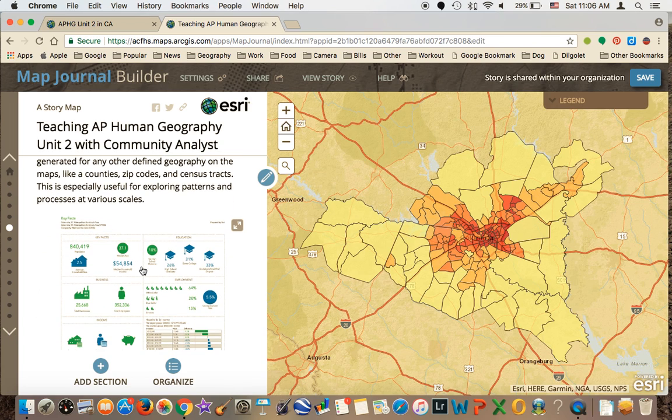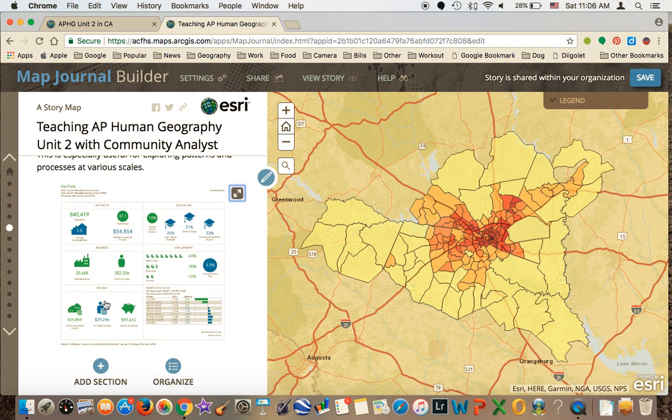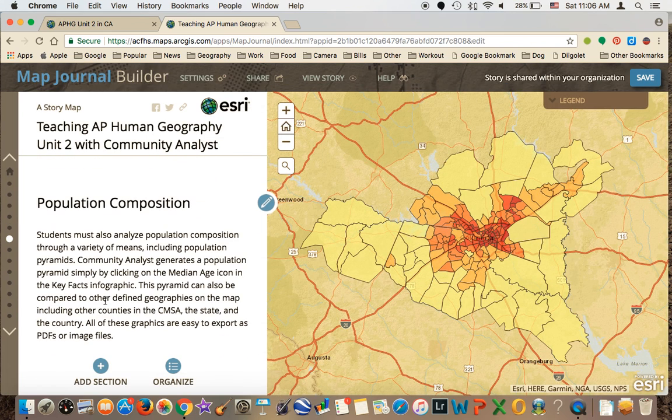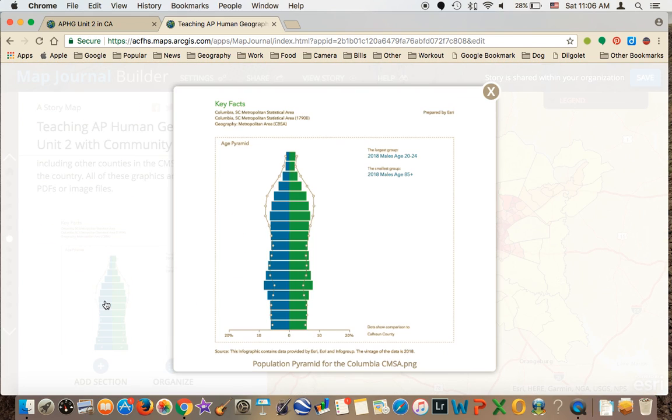Now, within Community Analyst, we can produce these infographics. These, you can clearly see, allow us to investigate further a variety of details about the population in this given place. We can look at income, we can look at education, and many, many other factors. So if students or teachers click this median age icon, this is going to produce yet another visual, one that helps us understand population composition, the good old population pyramid.